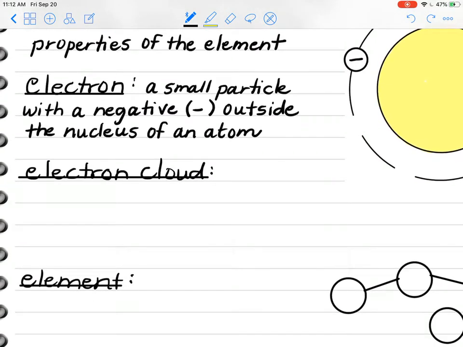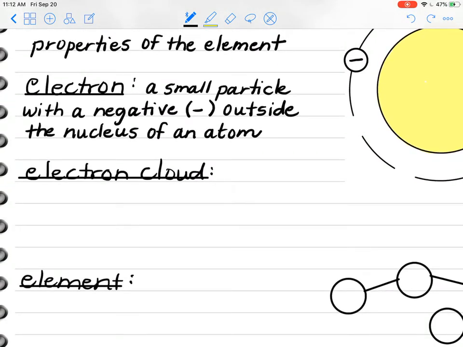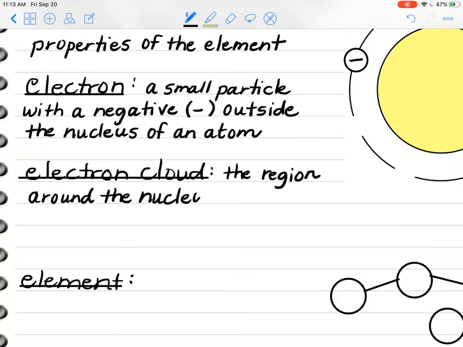And let me go ahead and define electron cloud, and then I'll come back and I'll try to show you a picture online of what this really looks like. An electron cloud is the region around the nucleus, and remember the nucleus in our model is the yellow area. It's the core, the center. The nucleus of an atom, where electrons are found.